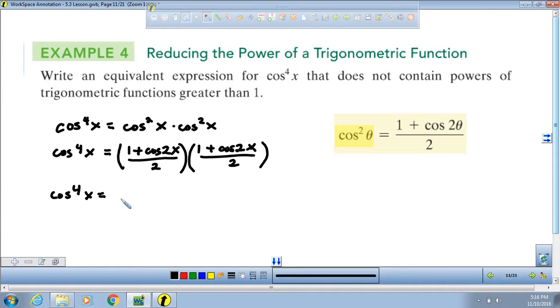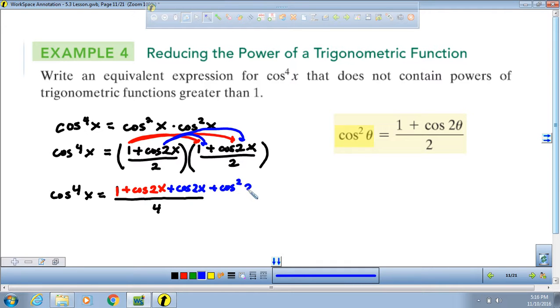You can multiply, FOIL the numerator, and distribute the denominators. The denominator is going to give me a 4, and if I distribute the numerator, 1 times 1 is 1. I'm going to do it by pieces so you can see. 1 times cosine of 2x is going to be plus cosine of 2x. Then right here you get cosine of 2x times 1, another cosine of 2x. And then cosine of 2x times cosine of 2x is cosine square of 2x.